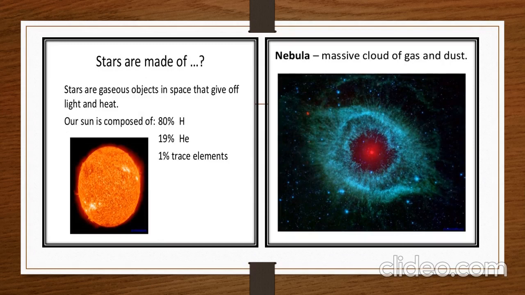And what are stars made up of? Stars are gaseous objects in space that give off light and heat. And yes, you have seen the truth. The sun is a star. And our star is composed of 80% hydrogen, 19% helium, and 1% trace elements. And a group of stars is known as a nebula. And what is a nebula? A nebula is a massive cloud of gas and dust.